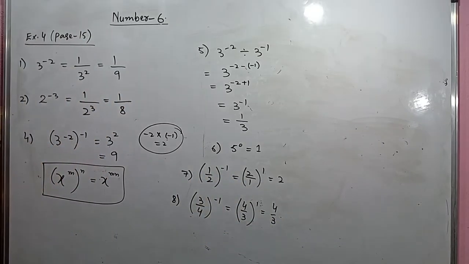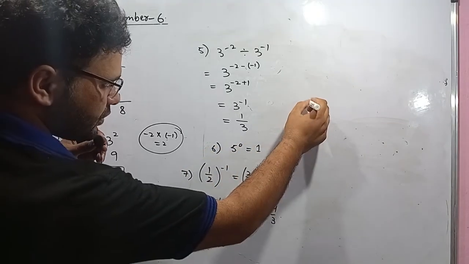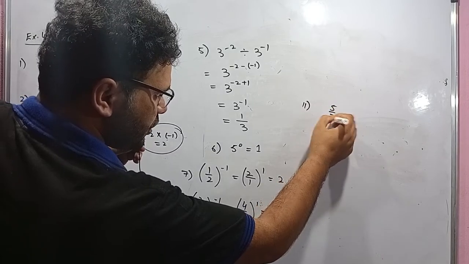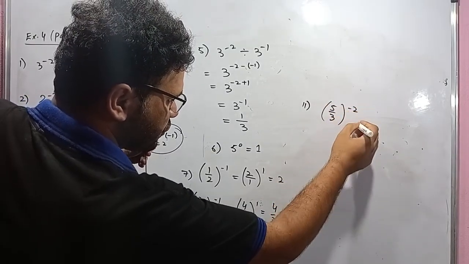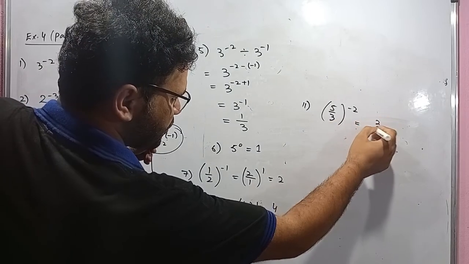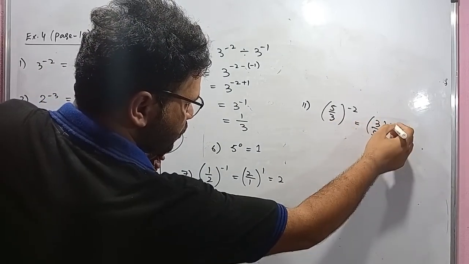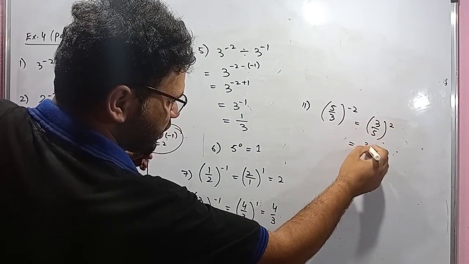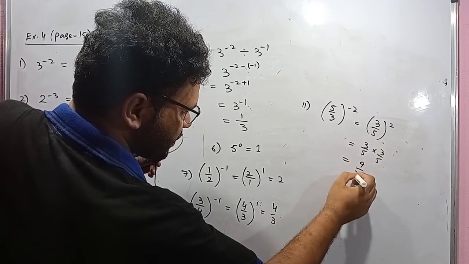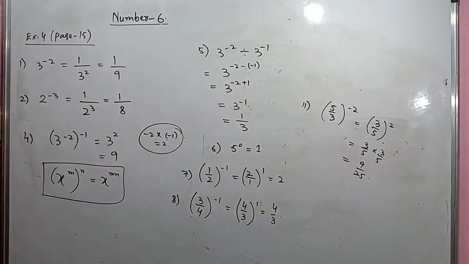Now next I will do the 11th one. The 11th one is (5/3) to the power minus 2. First I will make the power positive, so I will take its reciprocal, that's (3/5) whole square. That's 3/5 into 3/5. 3 3s are 9, 5 5s are 25. This is the 11th one.